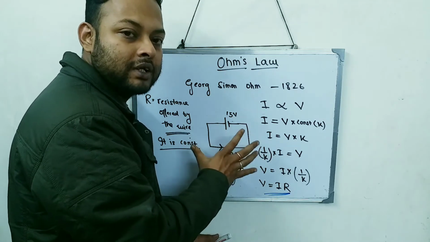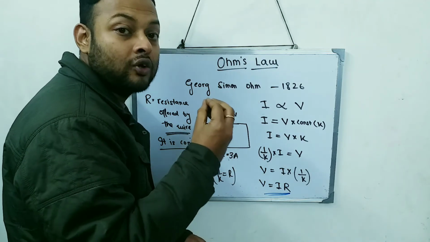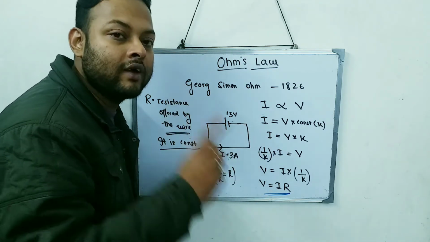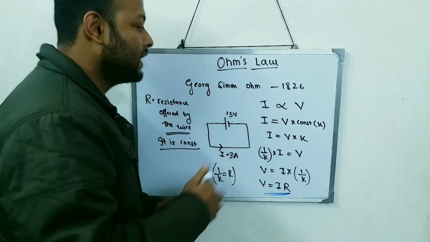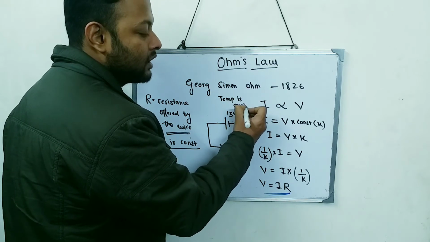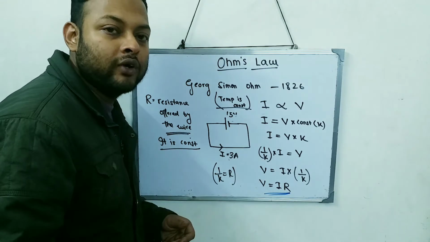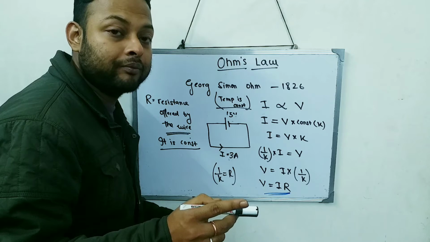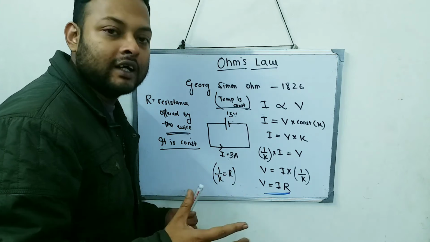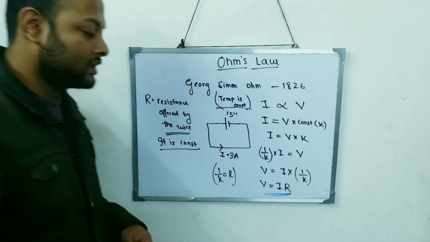If I increase the temperature during the experiment, then Ohm's law is not valid. So this is also a limitation of Ohm's law. This law is only valid when the temperature is constant. So in this entire process, my temperature is constant. That is the main thing. So when the current is flowing across the conductor, the current is proportional to the potential difference, and in this entire process my physical conditions and the temperature should remain constant.